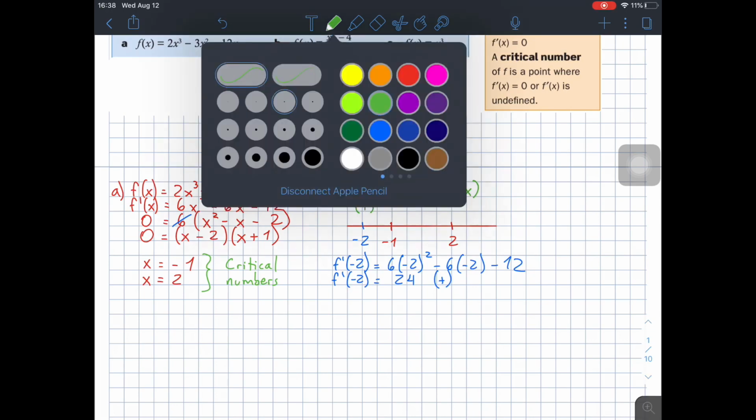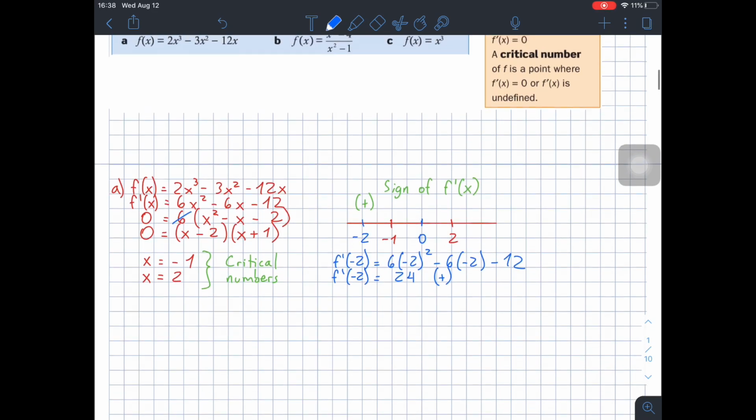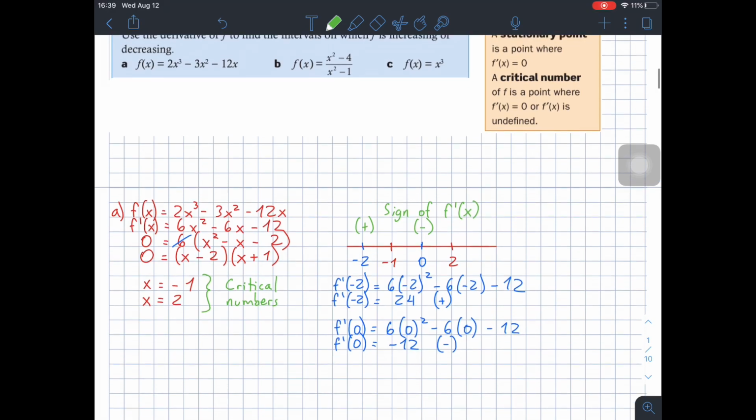And if I do the same thing for a value in between, let's say a value in between -1 and 2 could be, for example, 0. If I calculate f prime of 0, we're going to do the same thing, right? 6 times 0 squared minus 6 times 0 minus 12. And this would give us a -12. So yes, in this case, we have a negative sign, right? -12. So between -1 and 2, the function is decreasing, right? Because the sign of the first derivative is negative, right? That means the function is decreasing.